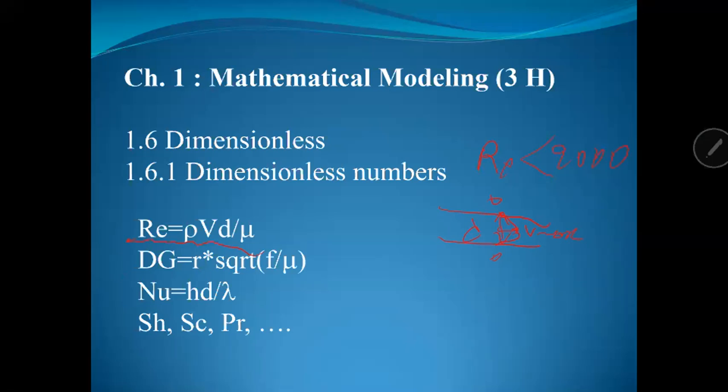The Graham number, that's my number. The Graham number is used if we have a rotational flow. Rotational flow. The flow is rotating, it is spinning.